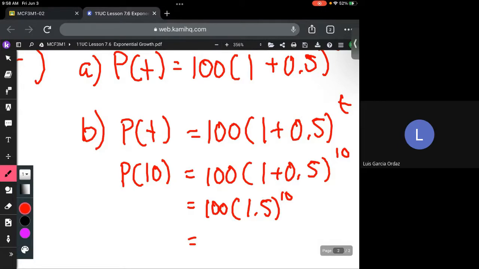Why is it 1 plus 0.5? Because that's just the notation of the formula.